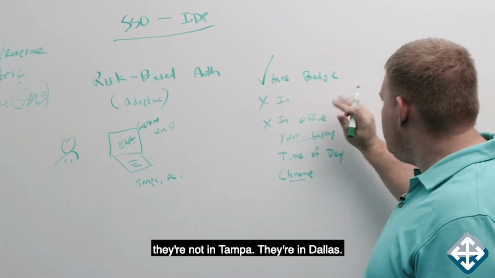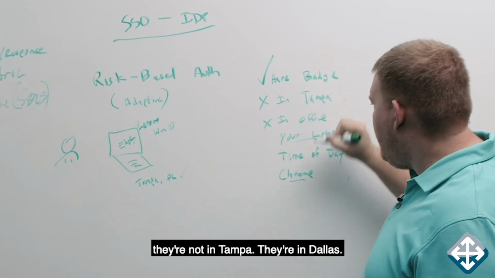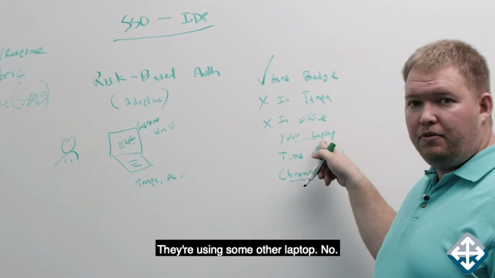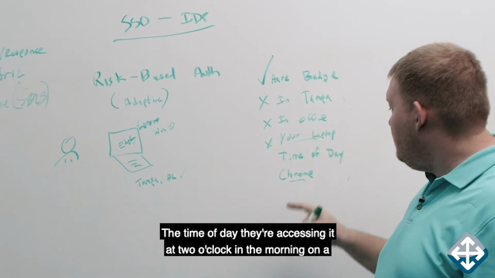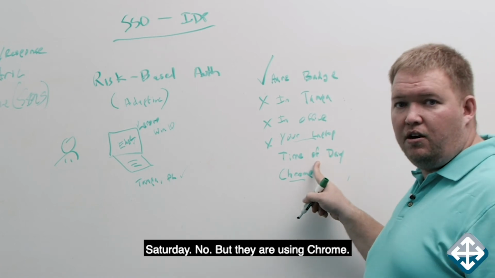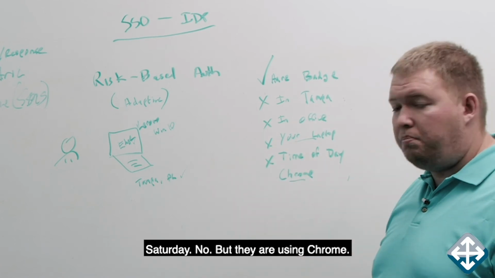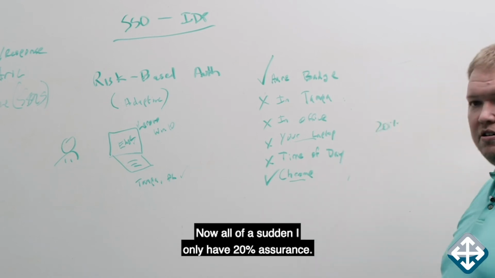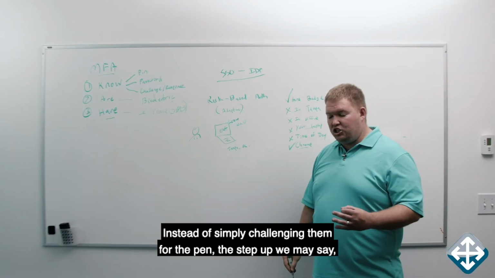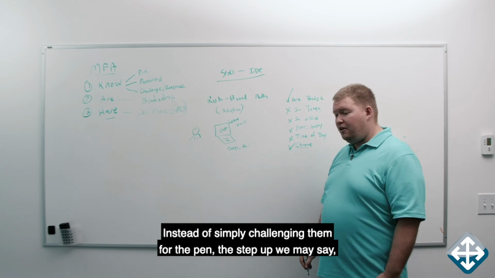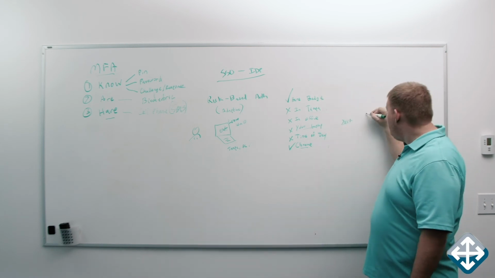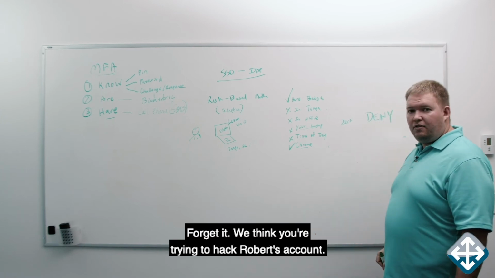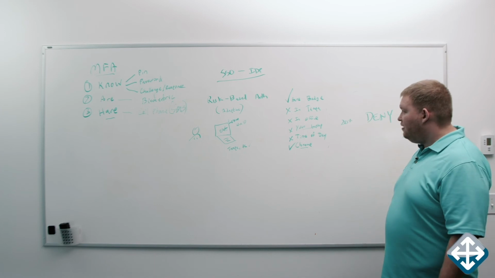They're not in Tampa. They're in Dallas. They're not in my office because my office is in Tampa. It's not my laptop. They're using some other laptop. No. The time of day, they're accessing it at 2 o'clock in the morning on a Saturday. No. But they are using Chrome. Now all of a sudden, I only have 20% assurance. Instead of simply challenging them for the PIN, the step up, we may say, you know what, that's too low. Forget it. We think you're trying to hack Robert's account.